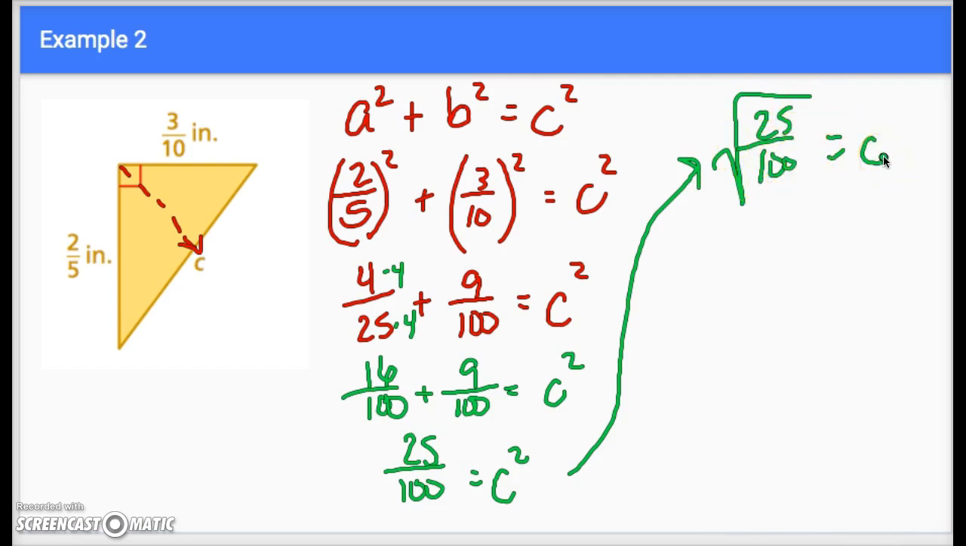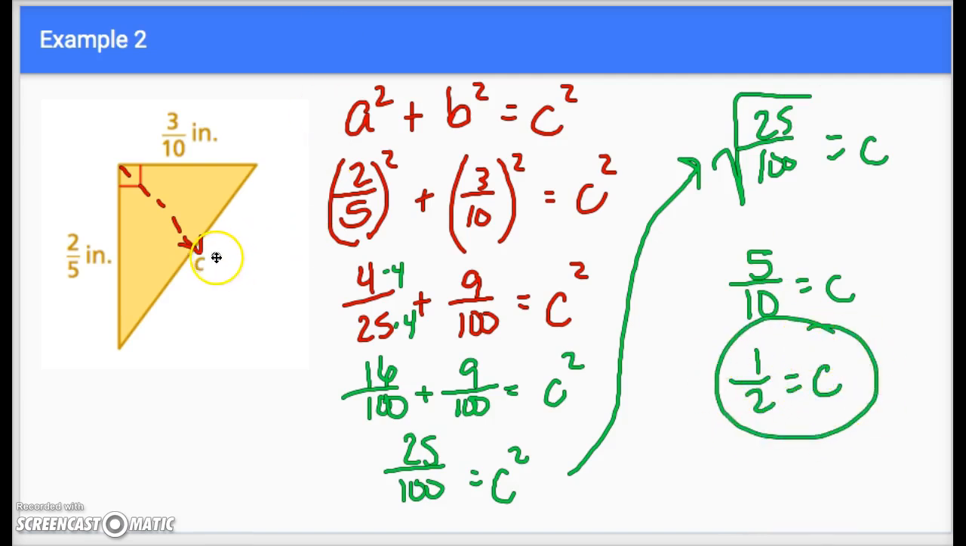Now, remember, when you take the square root of a fraction, you're actually taking the square root of the top and of the bottom. So the square root of 25 is 5, and the square root of 100 is 10. So 5/10 equals c. Now you should automatically notice that that is not in simplest form. That would reduce down to 1/2. So the length of this side right here would be 1/2 of an inch.